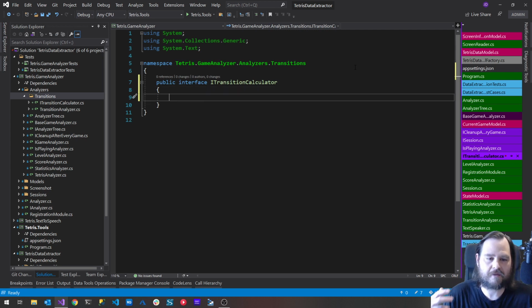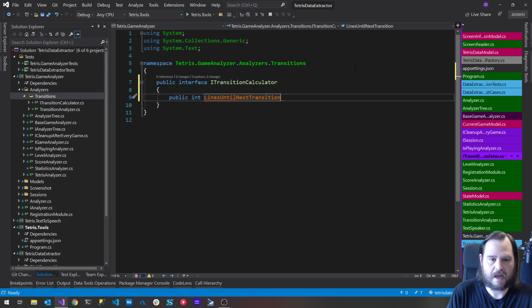Okay, so we're going to have a single method called lines until next transition. And we're going to actually make this a nullable. Because if you're more than 29, now it's never going to happen to me, but if you're more than 29, then you're actually not going to have another transition in speed. So we'll just set it to null if that's the case.